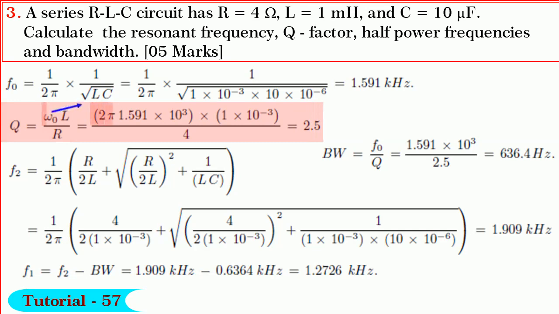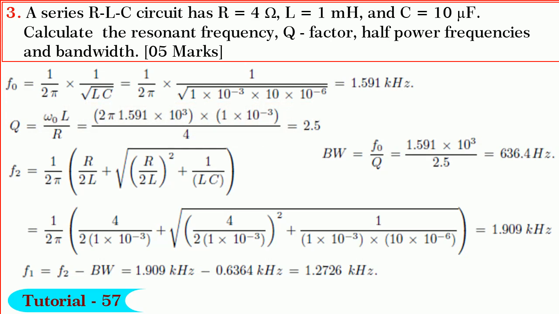Next, we know Q is equal to omega naught L divided by R. By substituting omega naught equal to 2 pi into 1.591 into 10 to the power of 3 and L is equal to 1 millihenries, R is equal to 4 ohm, we get Q is equal to 2.5.